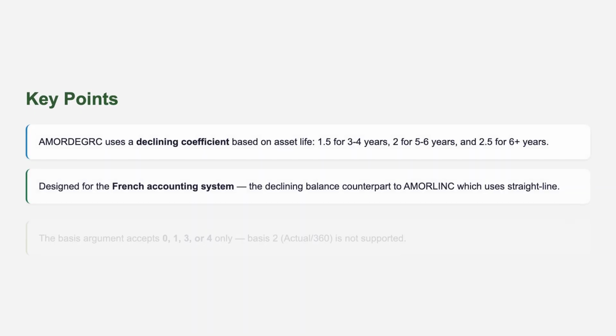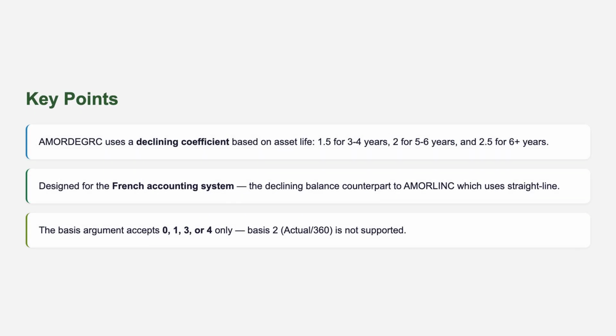Key points to remember. AMORDEGRC uses a declining coefficient based on asset life. The coefficient is 1.5 for 3 to 4 years, 2 for 5 to 6 years, and 2.5 for 6 or more years. It is designed specifically for the French accounting system and does not support basis type 2.